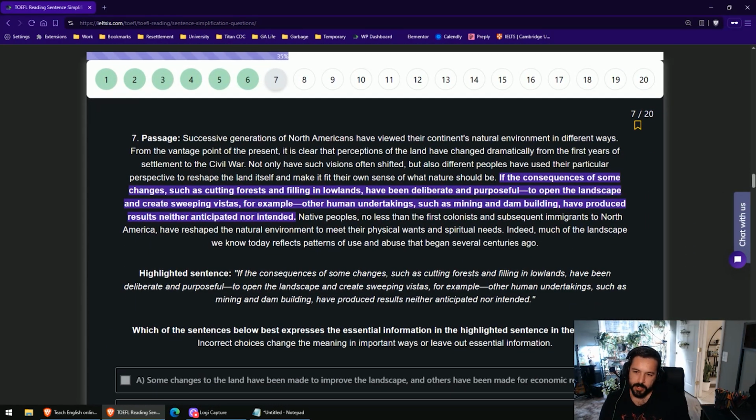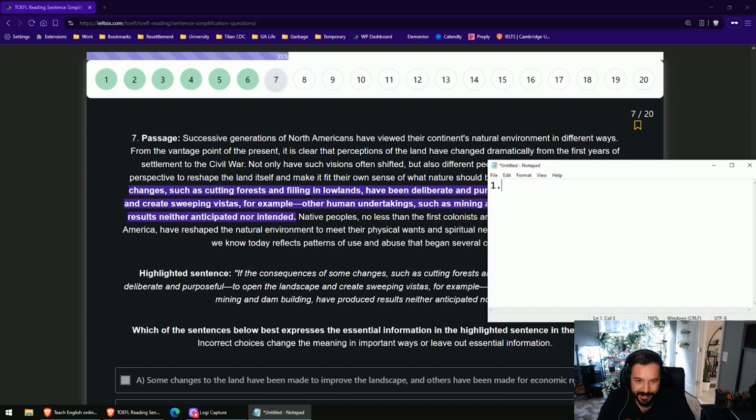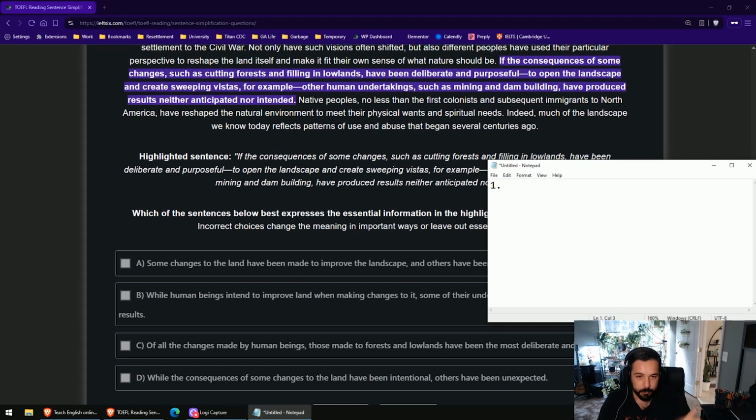If the consequences of some changes, such as cutting forests and filling in lowlands, have been deliberate and purposeful, to open the landscape and create sweeping vistas, for example, other human undertakings, such as mining and dam building, have produced results neither anticipated nor intended. Now, this one confused one of my students a lot yesterday, so let's go over it because I can see why it would be really confusing. So let's say, if the consequences of some changes, ignore the examples, have been deliberate and purposeful, other human actions, ignore the examples, have produced results neither anticipated nor intended.